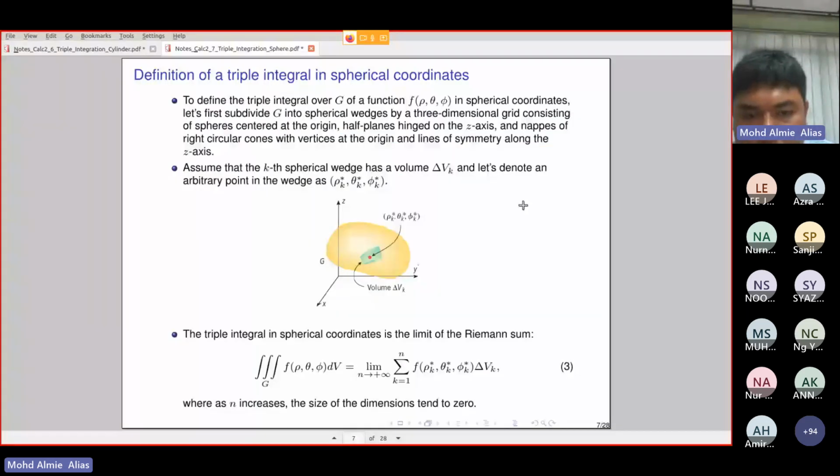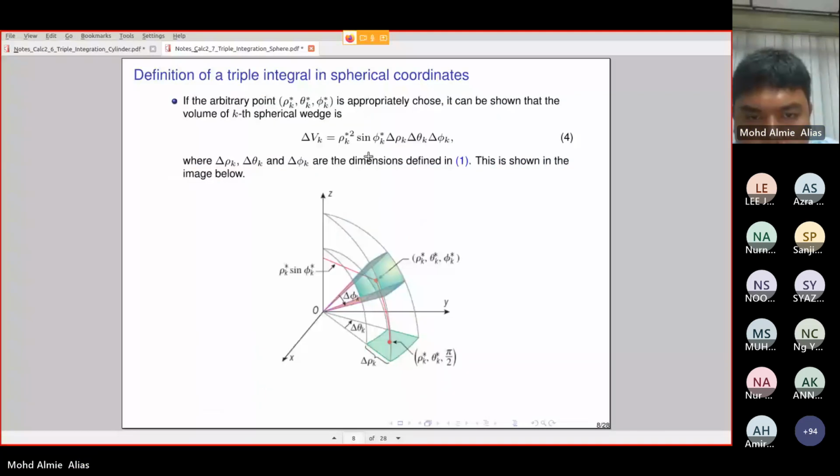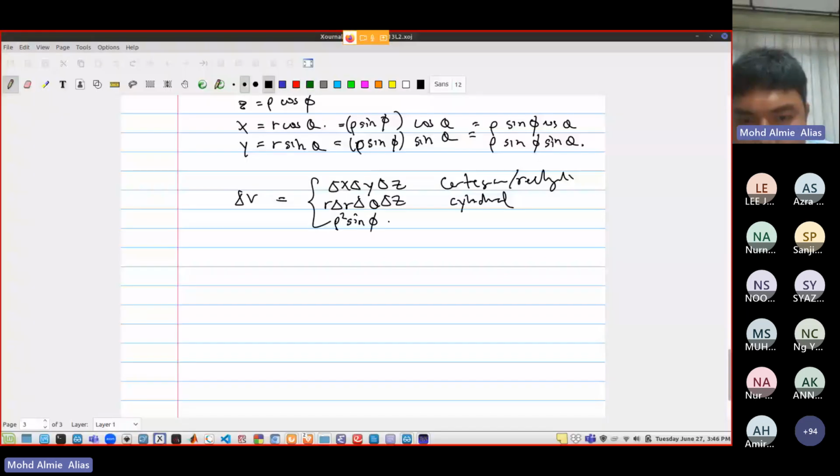But for spherical, it's slightly different, because it's actually rho squared sine phi delta rho delta theta delta phi. So this is spherical.